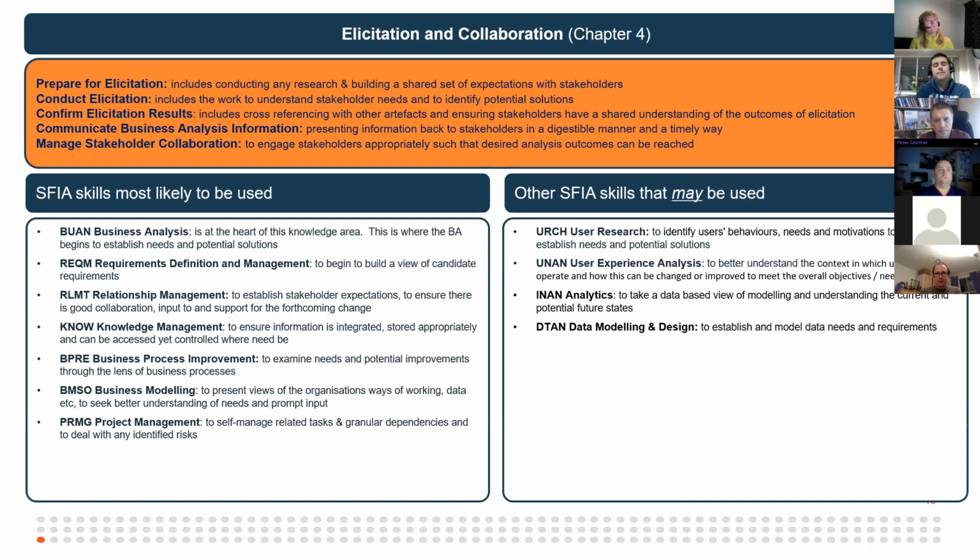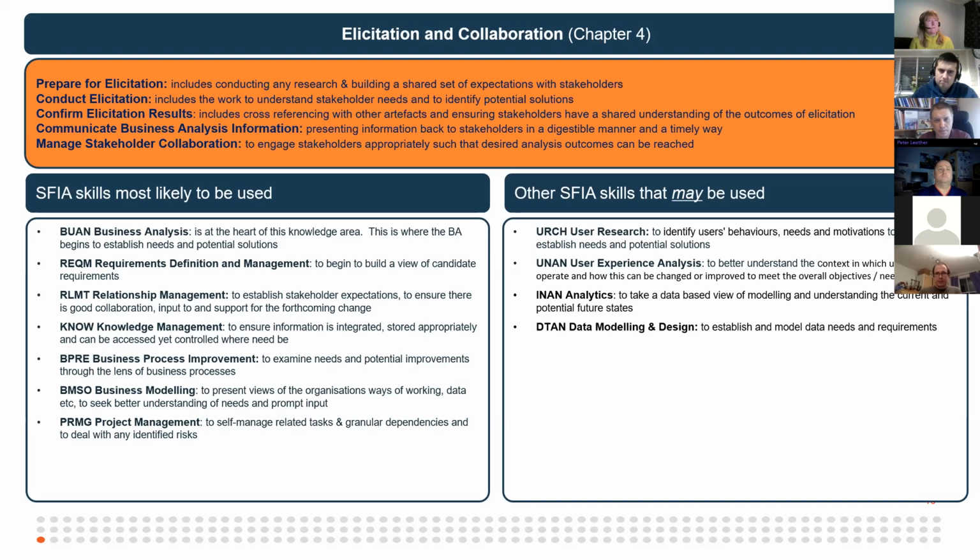Then also we have IAN, or analytics, which I'm guessing is probably one of the newer Sophia skills, taking that sort of database view of modelling, which I think we'd be using more and more. So it's like, what is the data telling us about what we should be doing here? What is the data telling us about how this process works? Or what is the data telling us about what customers find to be a problem? And then DTAN, or data modeling and design. Again, at Ordnance, where I work, we have a separate data modeling team, but you may well find that data modeling and data design is going to be part of your responsibility.